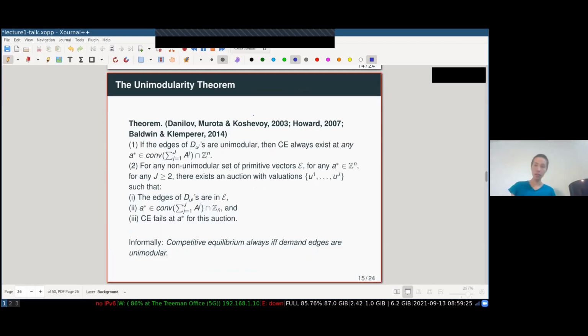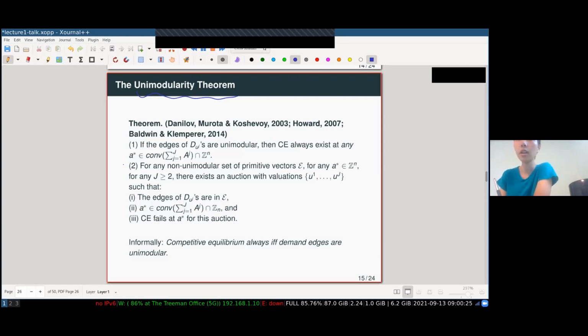So here's one class that's super popular. Here's a unimodularity theorem. The theorem tells you that if you stay in this particular class, then your problem always has a solution, so you always have competitive equilibrium. This theorem was first discovered by Danilov, Murota, and Koshevoy in 2003. Then the crux of the theorem was reincarnated in a very short paper by Benjamin Howard in 2007. And the connection to auctions came from Elizabeth Baldwin and Paul Klemperer in 2014. Thanks to their work, there is a very nice interpretation in terms of auction theory, and there's been a lot of activity since then.